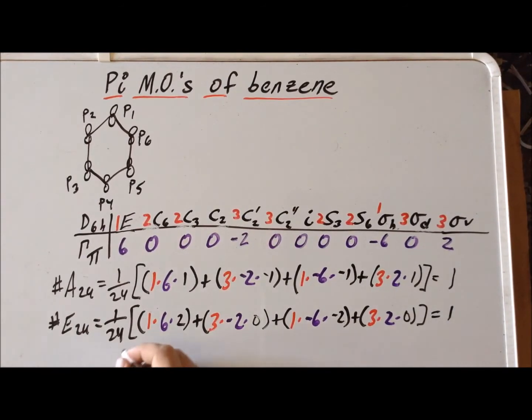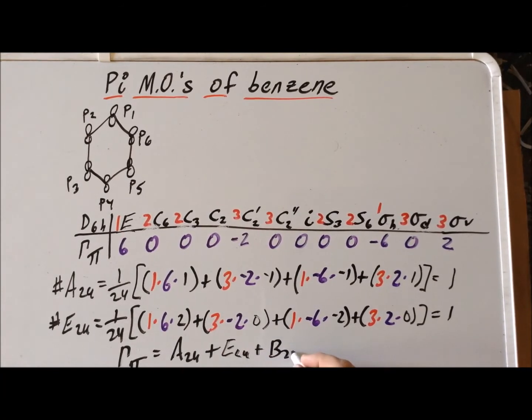So what we've shown is that we can write the reducible representation gamma sub pi, this tells us about the pi conjugated system, as a linear combination of A2U plus E2U plus B2G plus E1G.